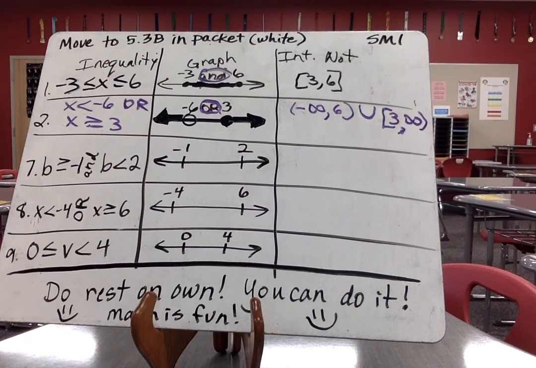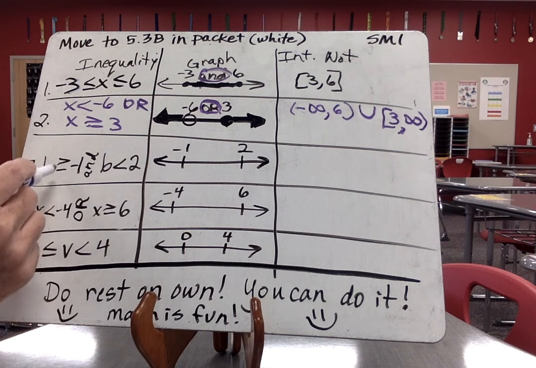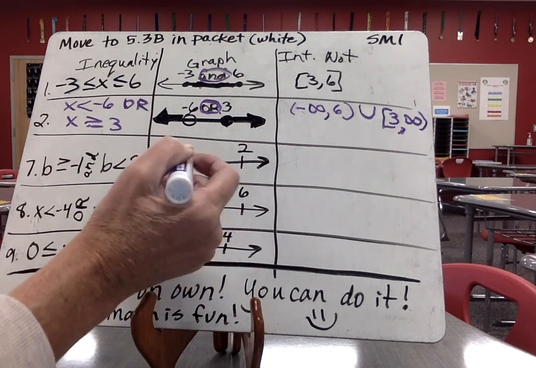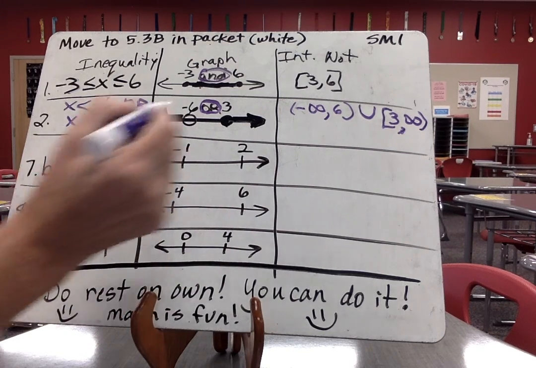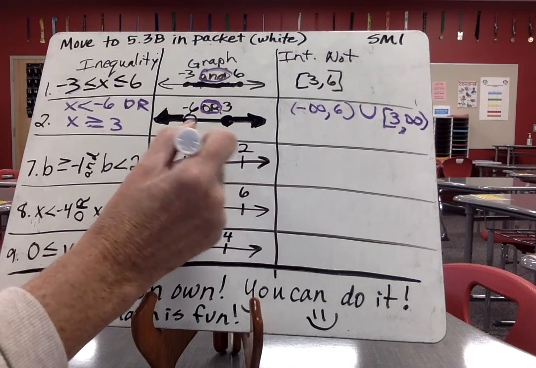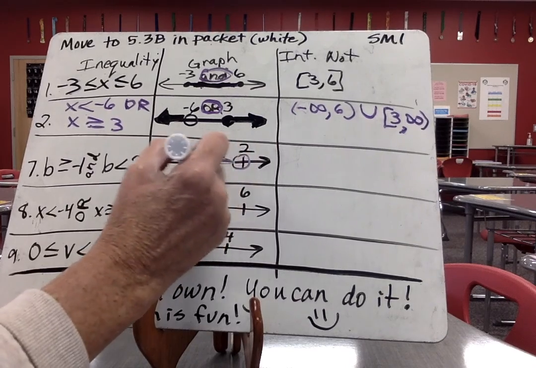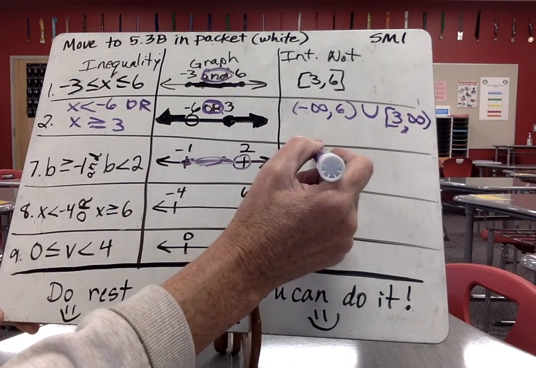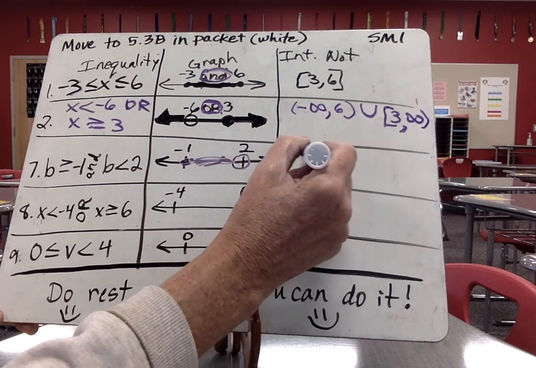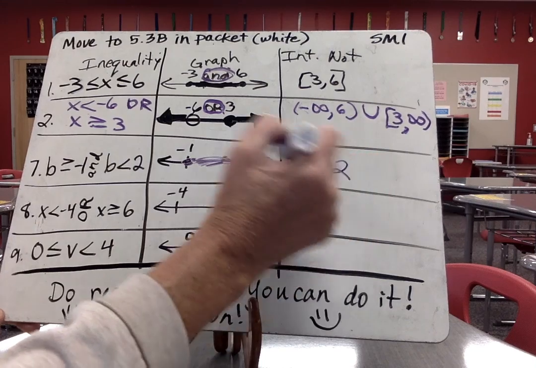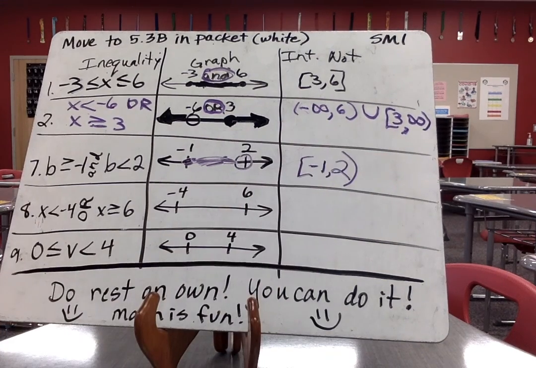Now we're going to jump to number 7, where we have the inequality, but we don't have the graph or the interval notation. B is greater than or equal to -1, and B is less than 2. If it's and, it's just going to be one interval. This is included, so it's a closed dot at -1, open dot at 2, because B is less than 2. For our interval, -1 is included, so it's a bracket, and then it goes up to 2, not included, so it's a parenthesis.